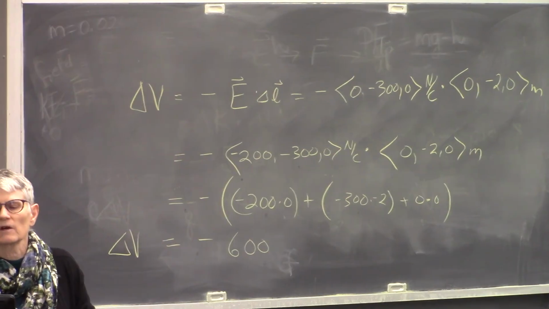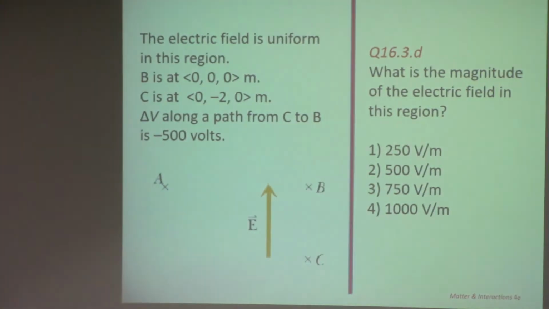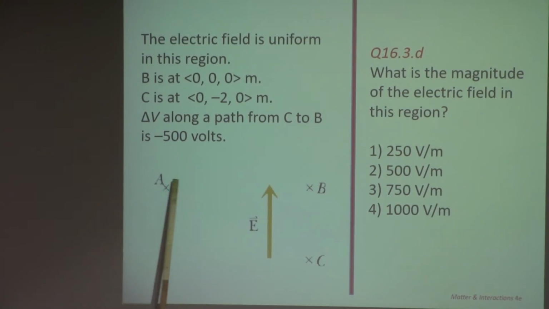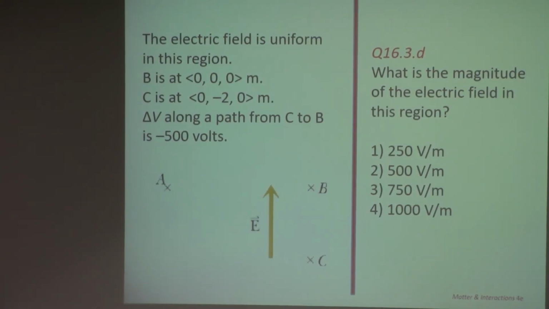Going back to this situation, suppose we had a path that started at A and went to B. So instead of the path from C to B, suppose we have a path that starts at A and goes to B. Never mind those answers. They're not going to be what you get. But what would the answer be?